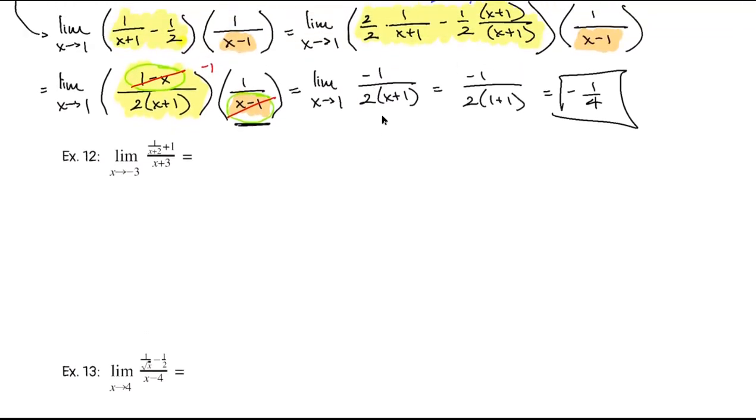All right, so example 12. Let's plug in our negative 3. Let's see what happens. 1 over negative 3 plus 2 plus 1 over negative 3 plus 3. Nothing special here. We get in that indeterminate form, 0 over 0. Okay, so we have to figure out another way to approach this problem.